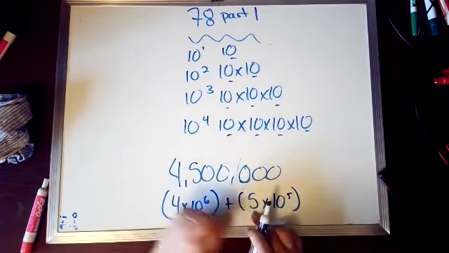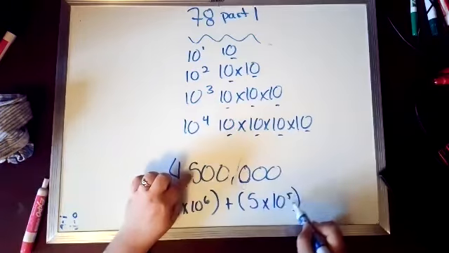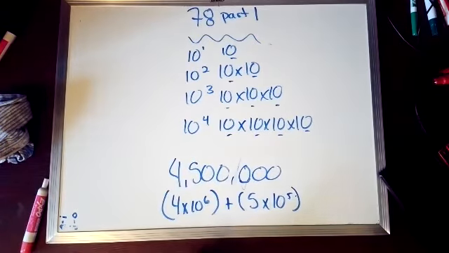And I've come over to 5, and I said, okay, 5: 1, 2, 3, 4, 5. 10 to the power of 5. Okay, and this is referred to as expanded notation.